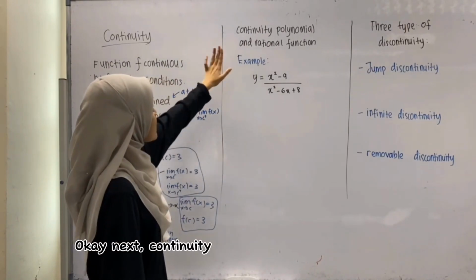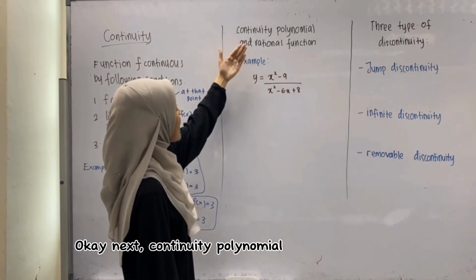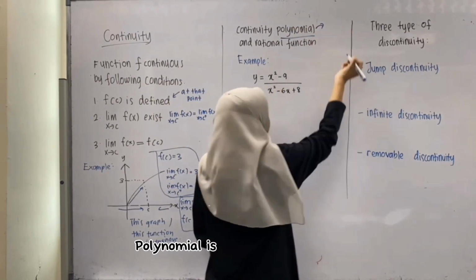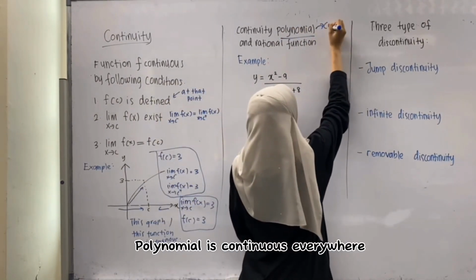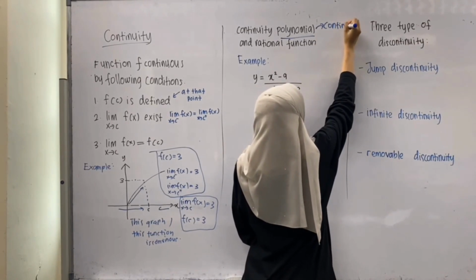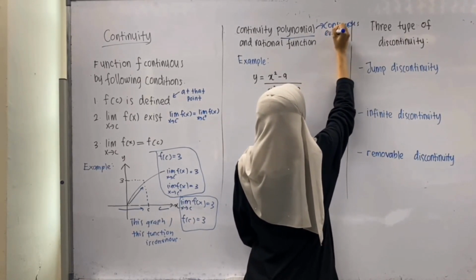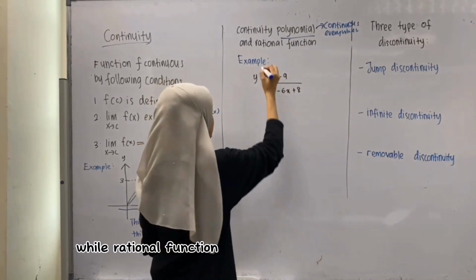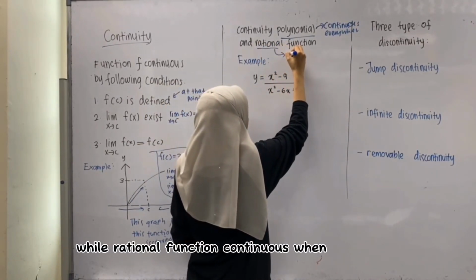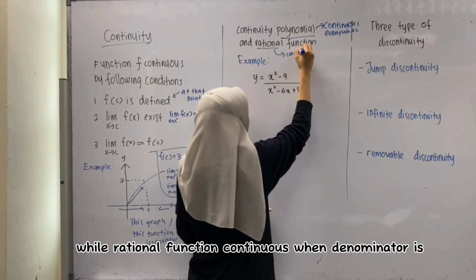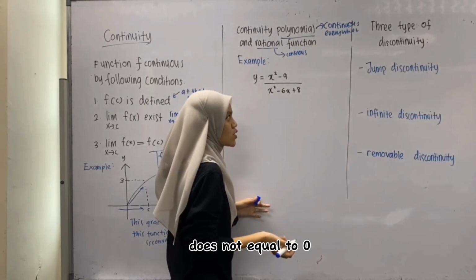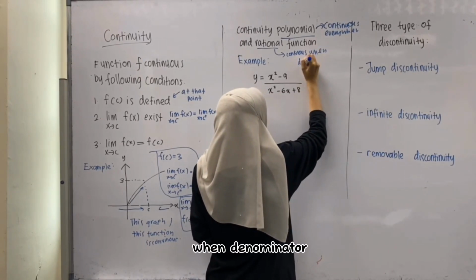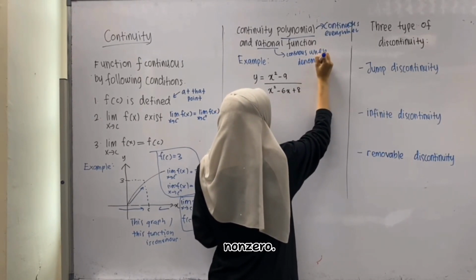Next, continuity of polynomial and rational functions. A polynomial is continuous everywhere, while a rational function is continuous when the denominator does not equal 0, when the denominator is non-zero.